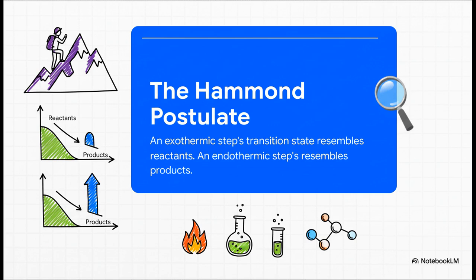Well, the answer is something called the Hammond postulate. And don't let the name scare you. In simple terms, all this principle does is describe the shape of the hill, and more importantly, where the very peak of that hill is located on the trail.